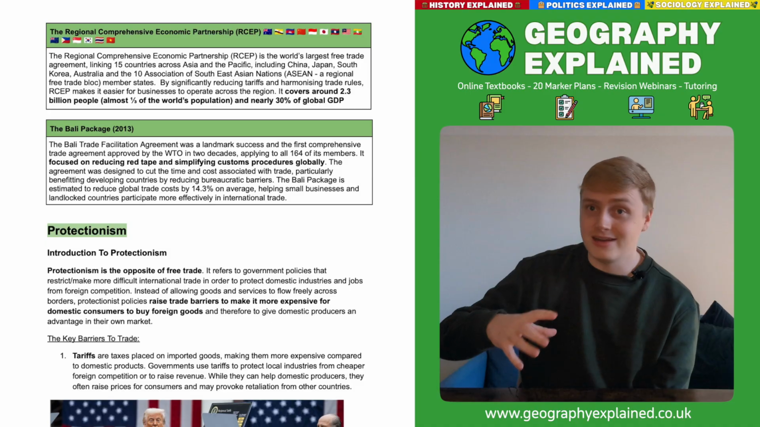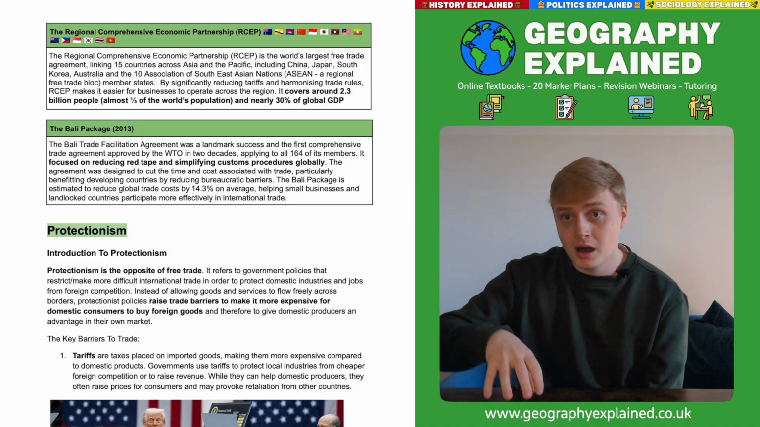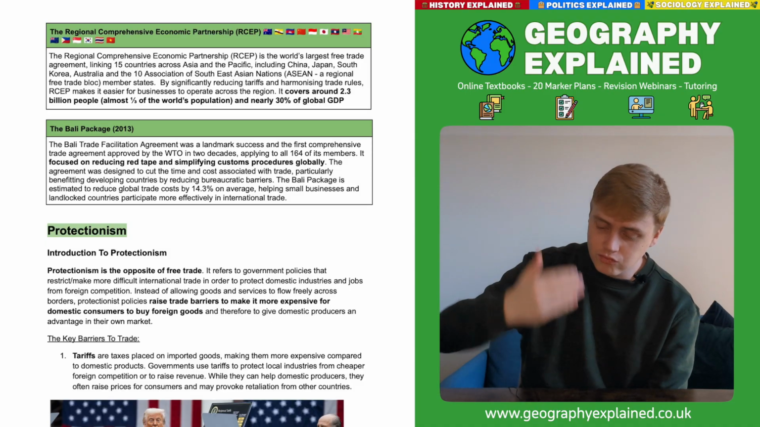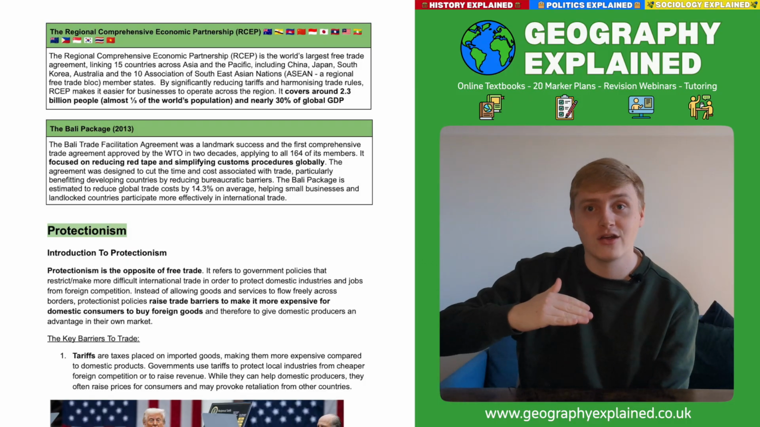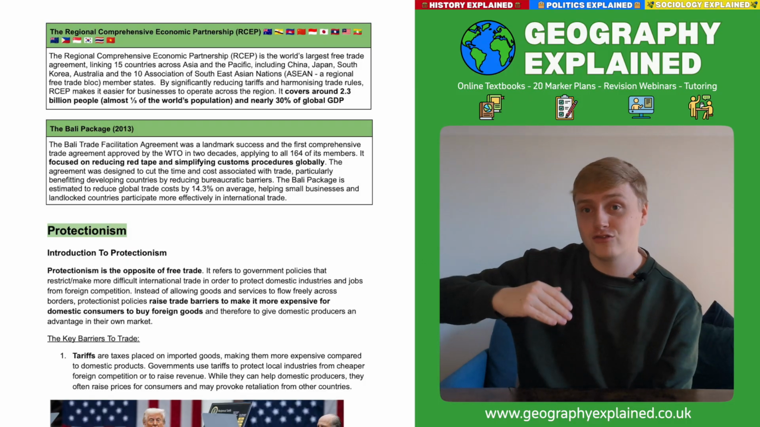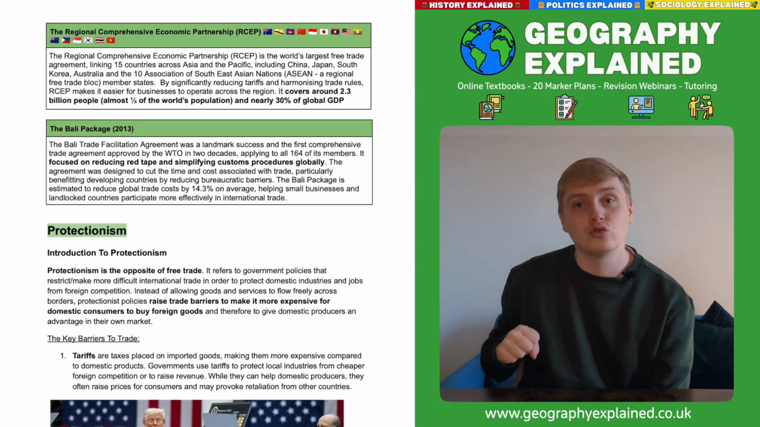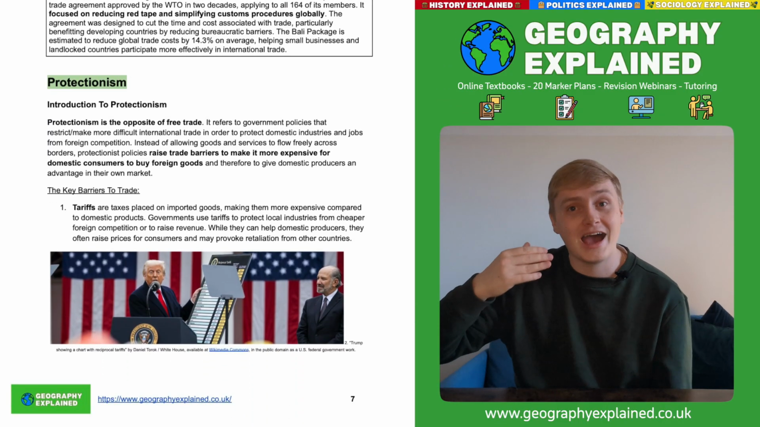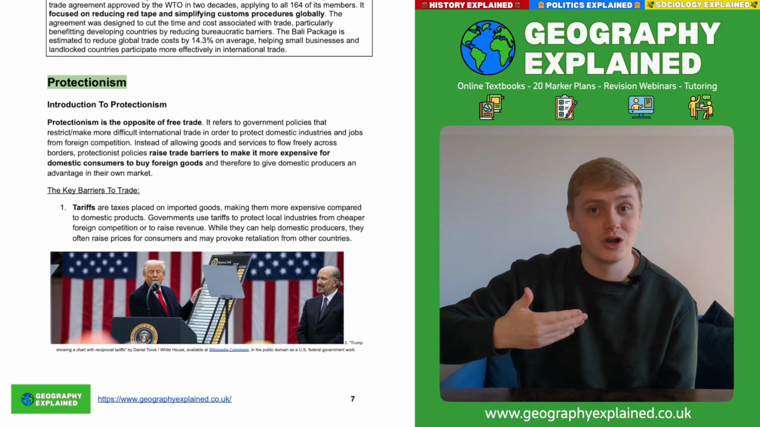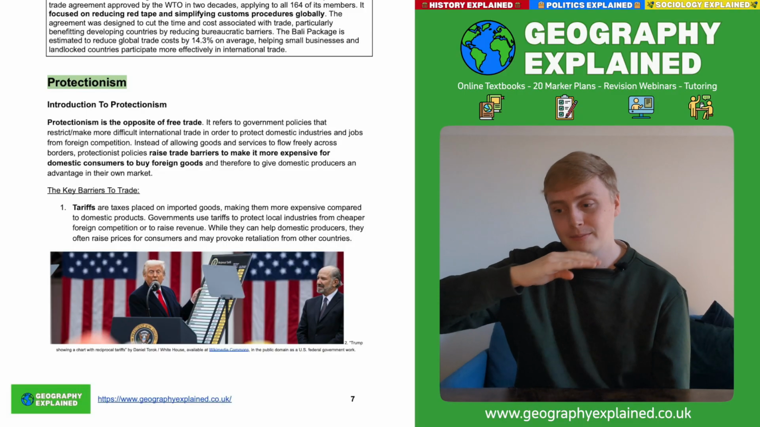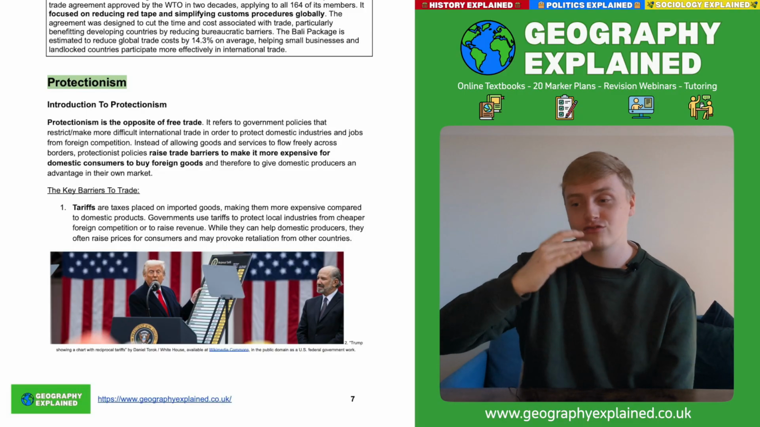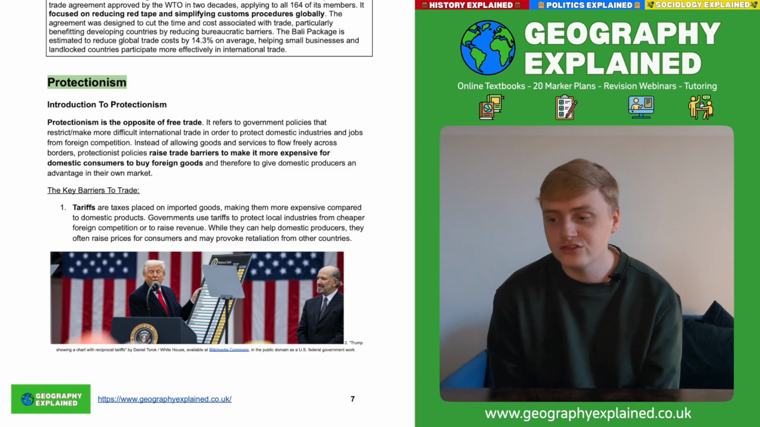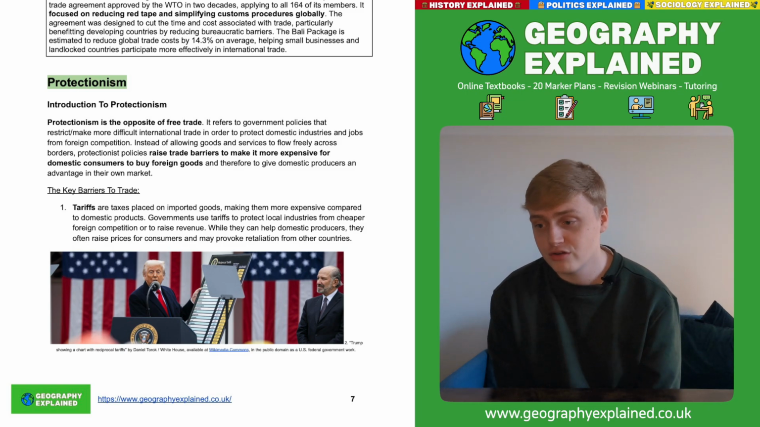So that's free trade. Key to it is the free market and comparative advantage, and it's really focused on reducing trade barriers to increase the volume and amount of trade, buying and selling between different countries. The opposite of free trade, which we're going to have a look at now, is protectionism. This refers to the key things we've been talking about, tariffs and quotas, which free trade tries to bring down. It refers to government policies that restrict or make international trade more difficult.